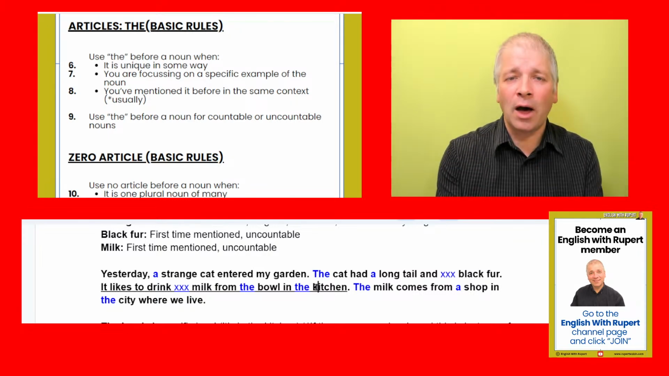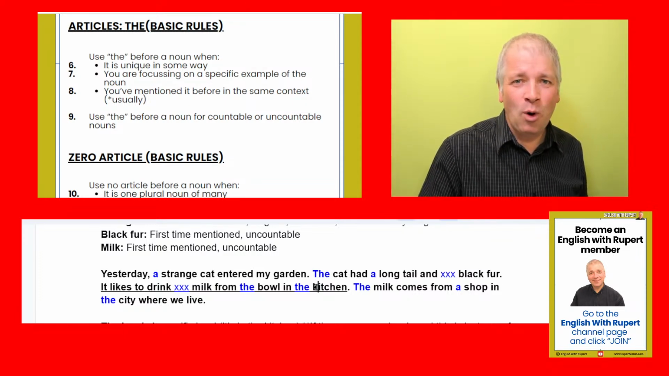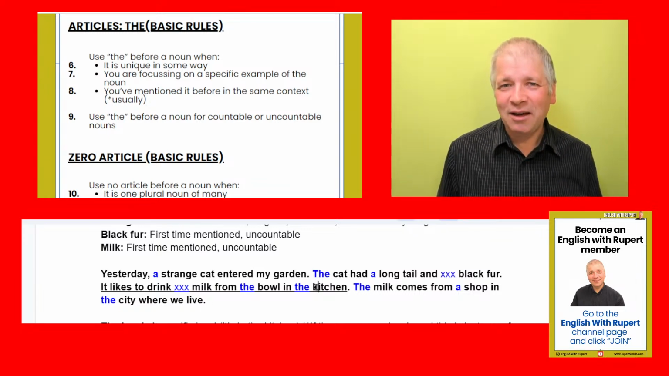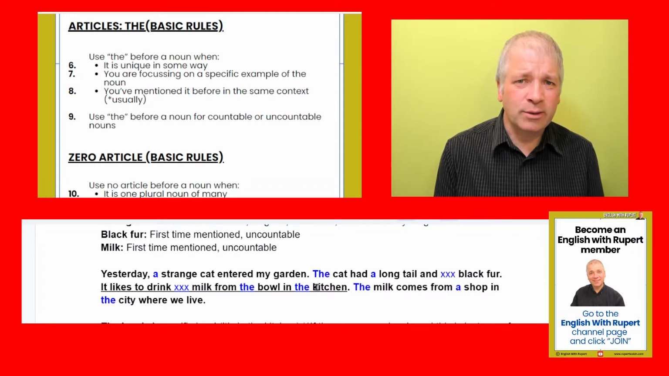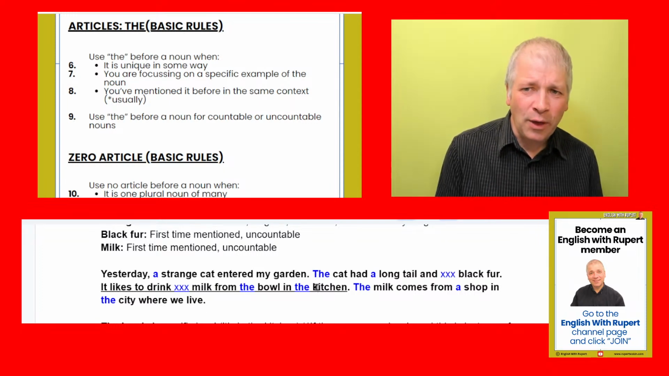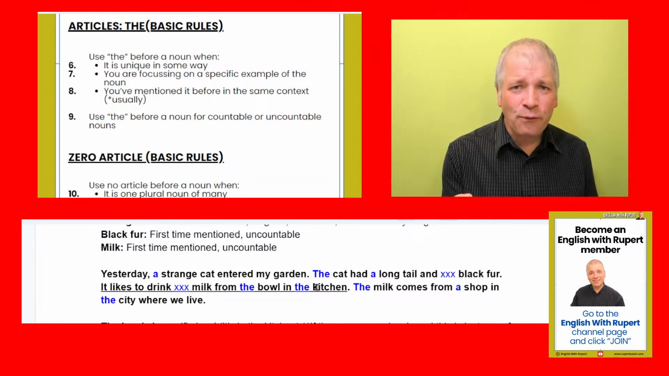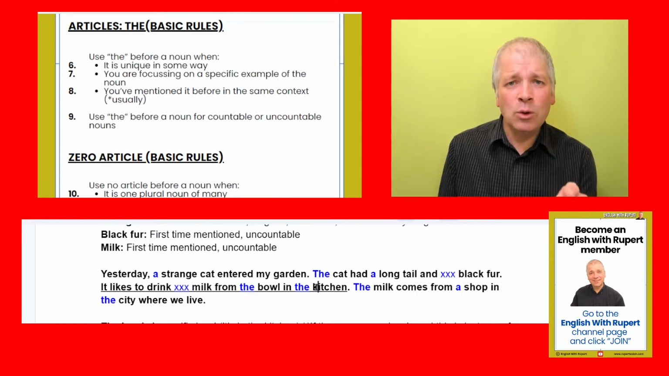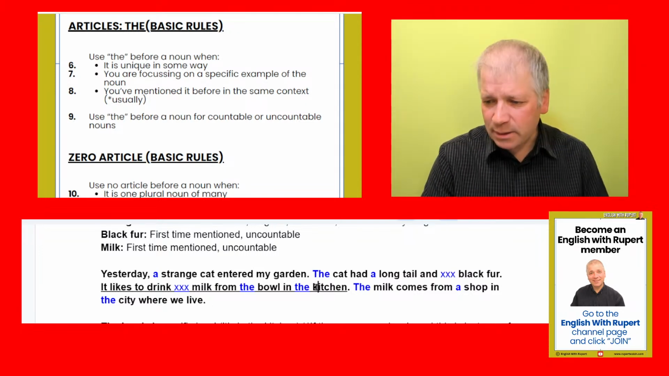So I use the. Now, if there had been lots of bowls on the kitchen floor, then I could have used a, because it would have been one of many bowls on the floor. But usually cats only drink from one bowl. So I think it's safe to say the bowl in the kitchen. It means only one in the kitchen. So I think that's an important thing to learn when you're deciding when should I use the instead of a to be specific. It's when you have another phrase attached to the noun that limits that noun in some way. And if only one instance of that noun falls within those limits, then use the. So I hope that's helpful.